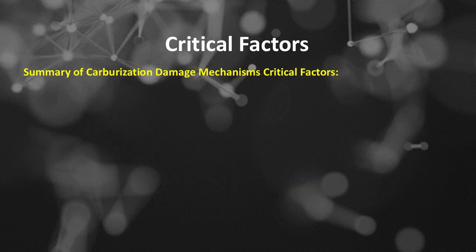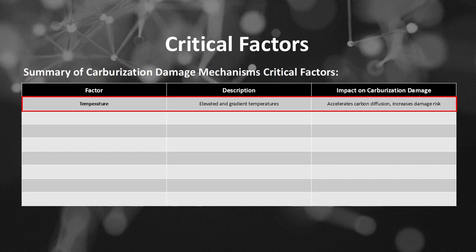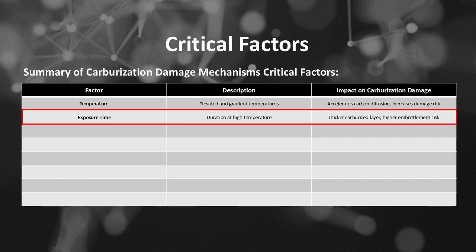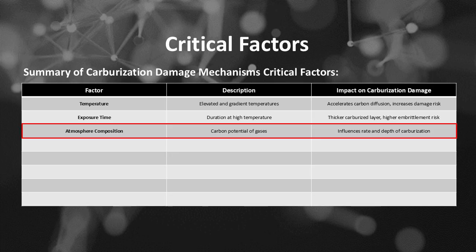Summary of carburization damage mechanisms. Critical factors. If the factor is temperature, described as elevated and gradient temperatures, the impact on carburization damage is accelerates carbon diffusion, increases damage risk. If the factor is exposure time, described as duration at high temperature, the impact on carburization damage is thicker carburized layer, higher embrittlement risk. If the factor is atmosphere composition, described as carbon potential of gases, the impact on carburization damage is influences rate and depth of carburization.